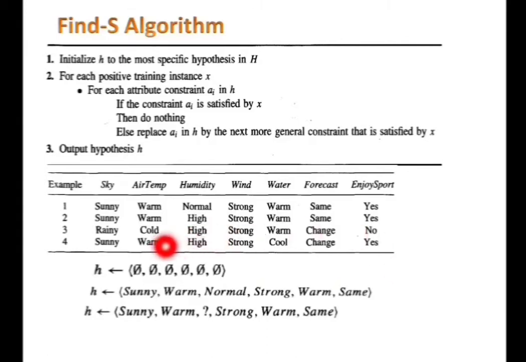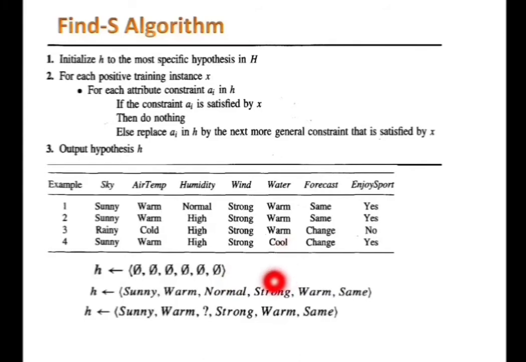The third example is the negative example, so it is ignored by the Find-S algorithm, as it considers only positive training examples, and negative training examples are ignored. The fourth training example is once again a positive example. Here our hypothesis has the first attribute value sunny, here also sunny, so no change. Here warm, in the hypothesis also warm, so no change. But here we have a high value and here a question mark, that means high or normal can be accepted.